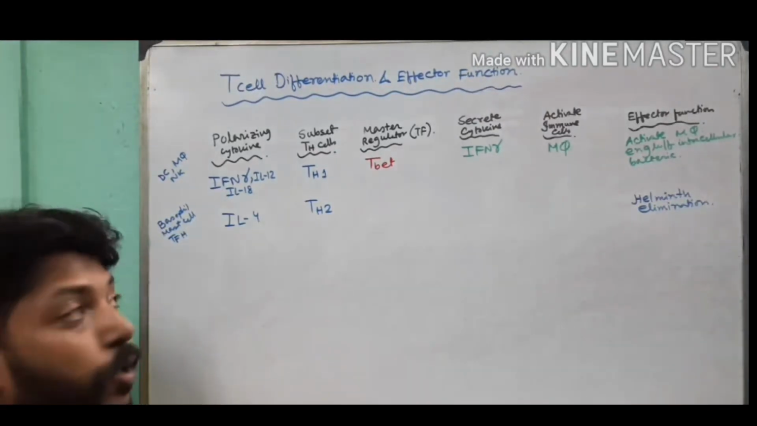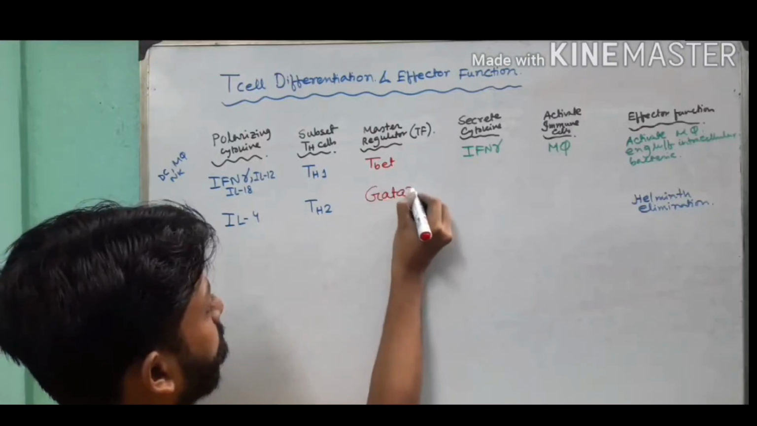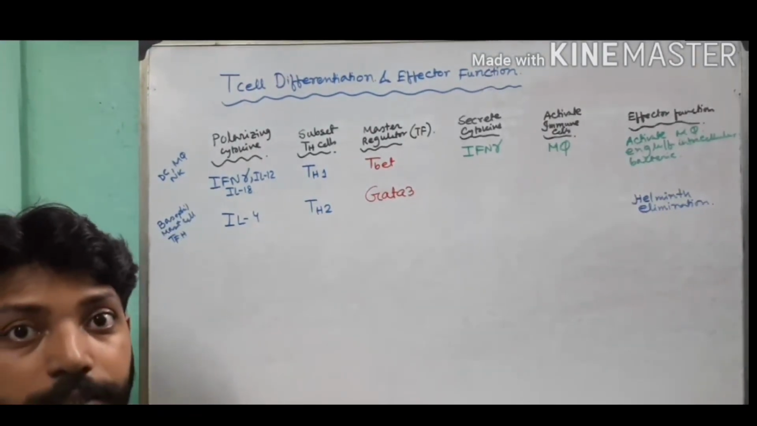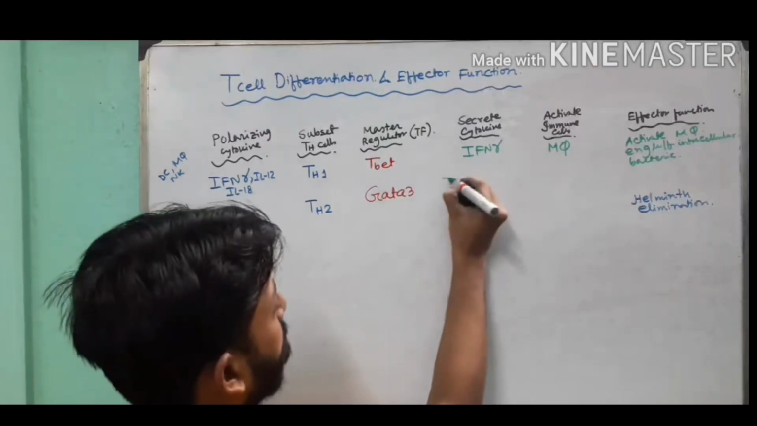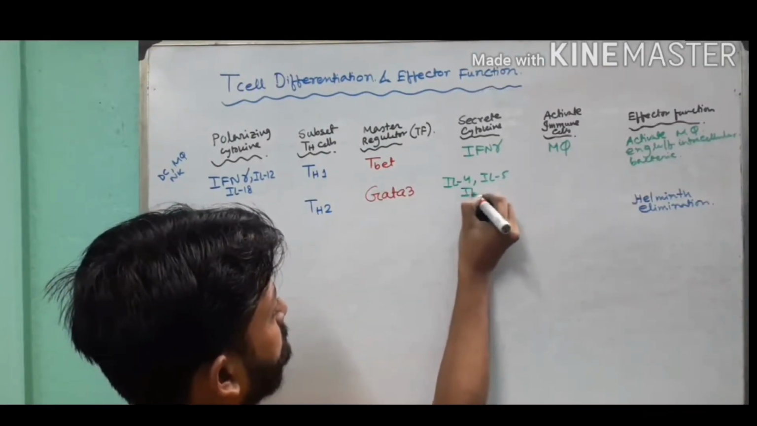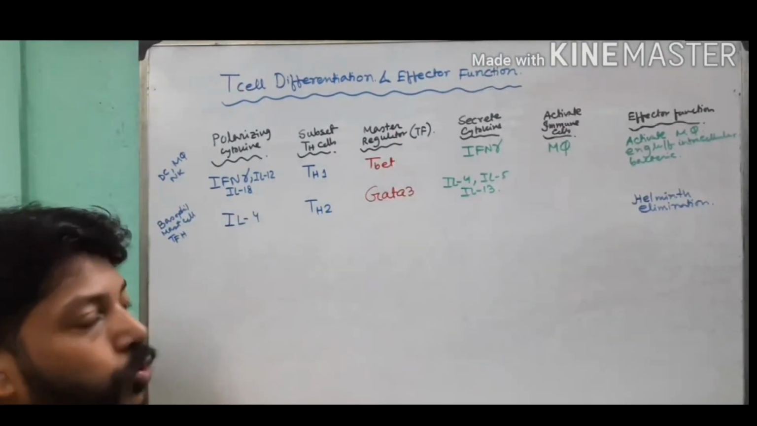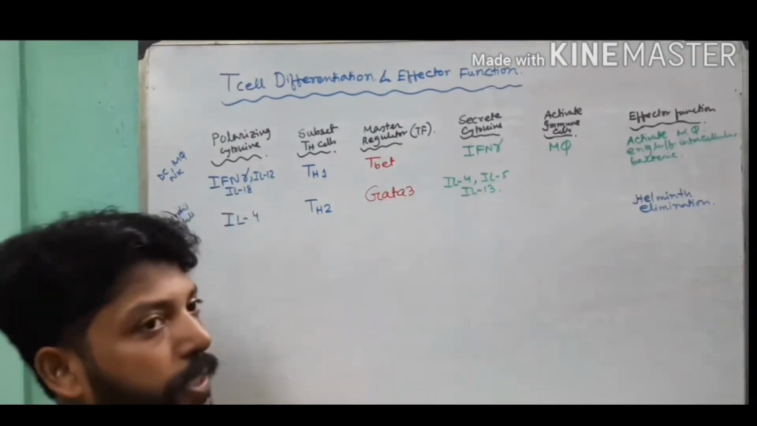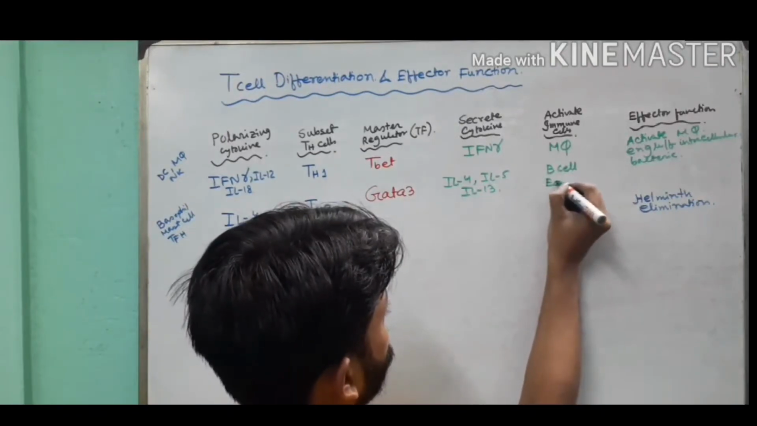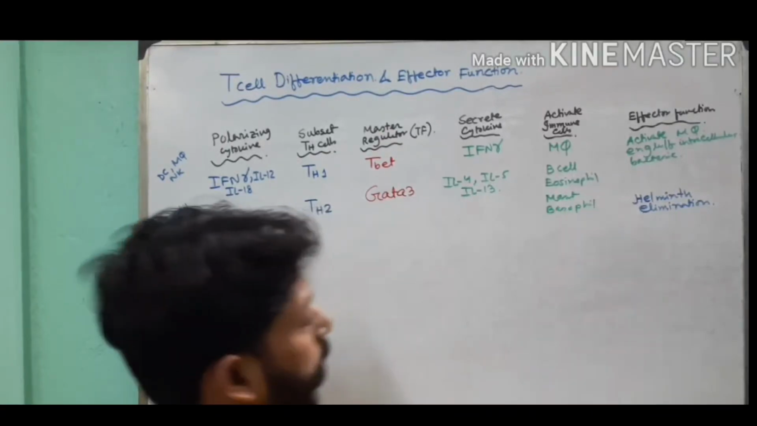The important master regulator for these cells is GATA3, and the cytokines secreted by this TH2 cell are IL-4, IL-5, and IL-13. These are three important cytokines secreted by TH2 cells. TH2 cells can activate B cells directly, eosinophils directly, and mast cells and basophils indirectly.